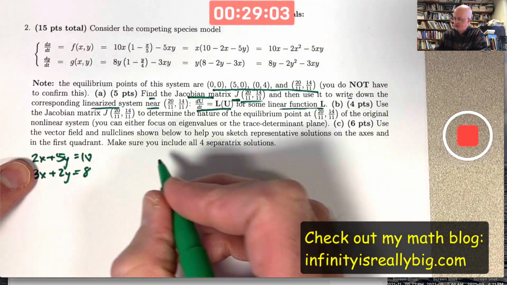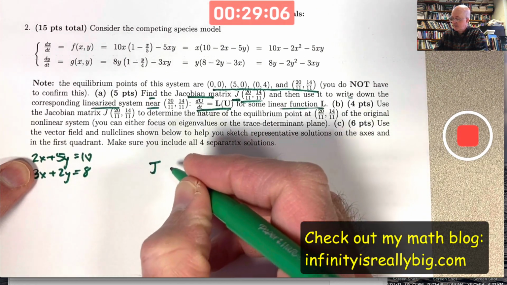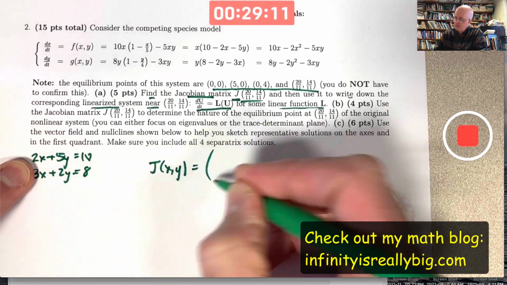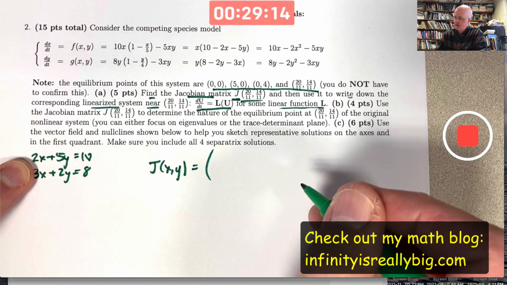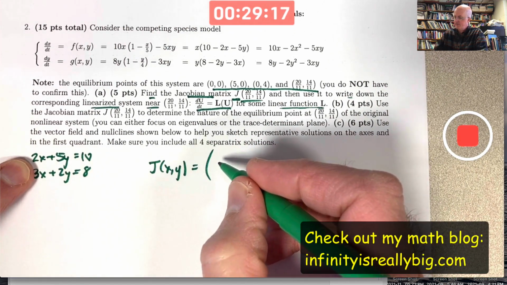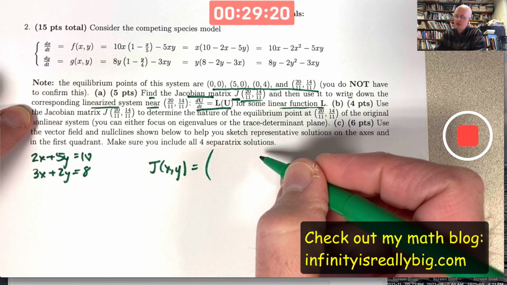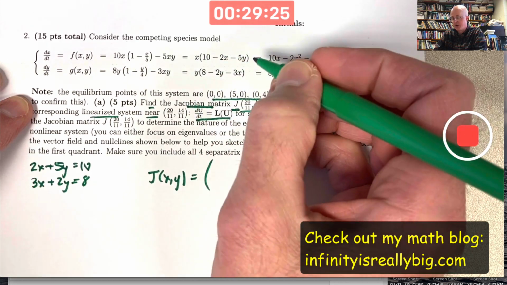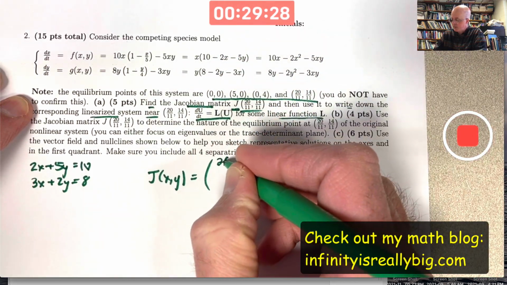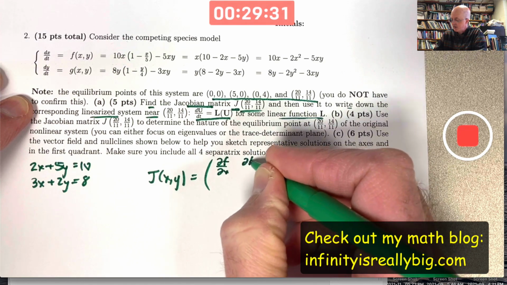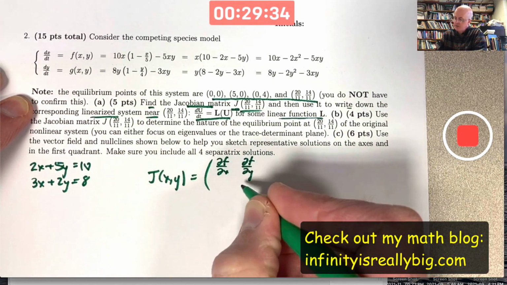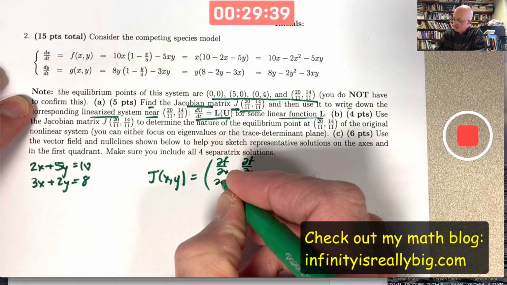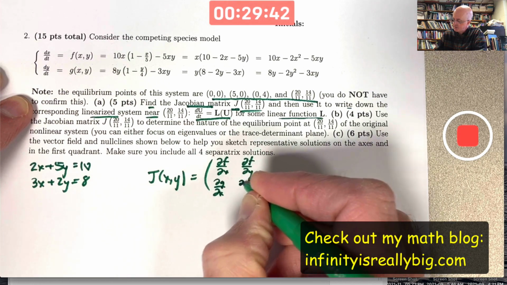What is the Jacobian matrix, first of all? In general, it's a matrix that's a function of x and y. We're going to plug in the equilibrium point. You find that function by creating a matrix whose first row consists of the partial derivatives of the first right-hand side function with respect to the first variable and the second variable: partial derivative of f with respect to x and partial derivative of f with respect to y. And whose second row are the corresponding partial derivatives for the second right-hand side function, the g function: partial derivative of g with respect to x, partial derivative of g with respect to y.